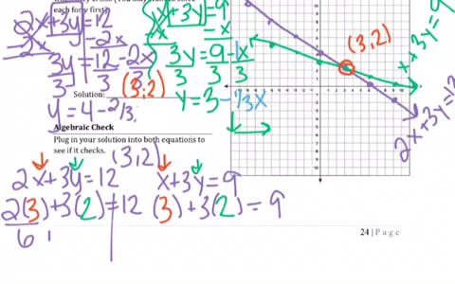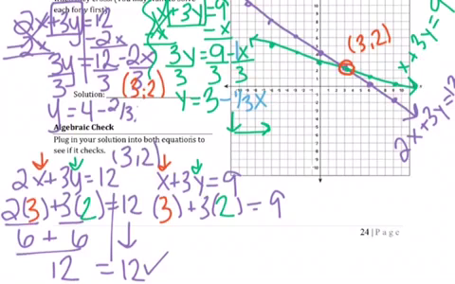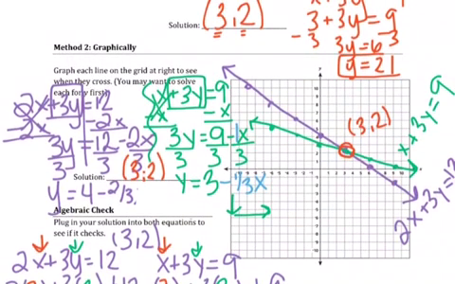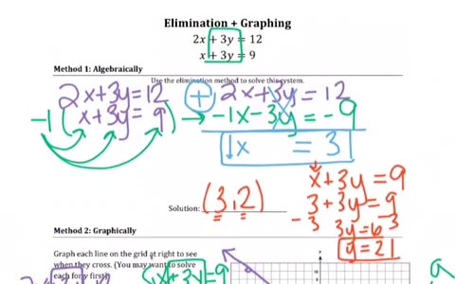Okay, so 2 times 3 is 6, plus 3 times 2 is 6. So lucky for us, 12 equals 12. Let's check this one. I'm going to have 3 plus 3 groups of 2 is 6, so 9 is equal to 9. Because this point satisfies both equations, I know that it's a solution to the system. I'm able to see that here because it's the intersection of the two lines, and I also was able to determine that using the elimination method.